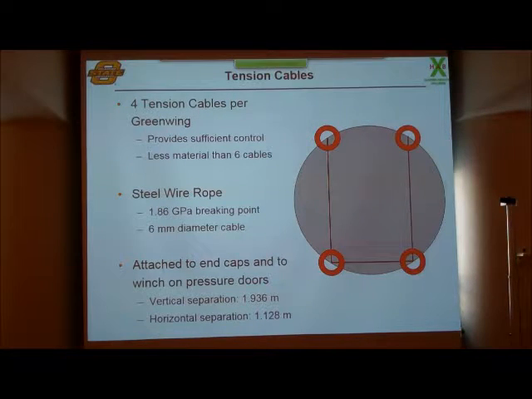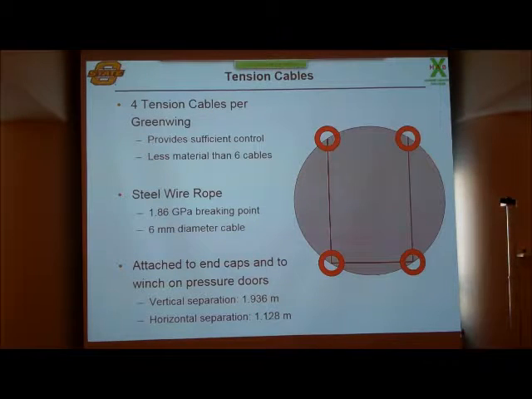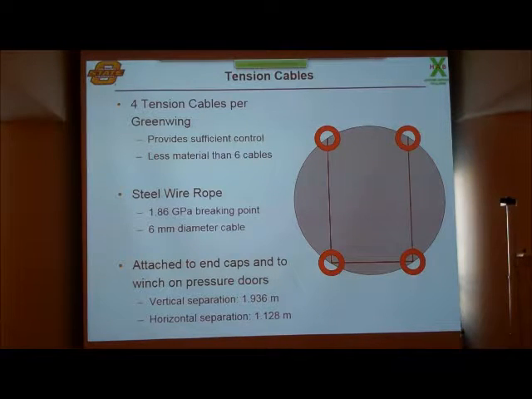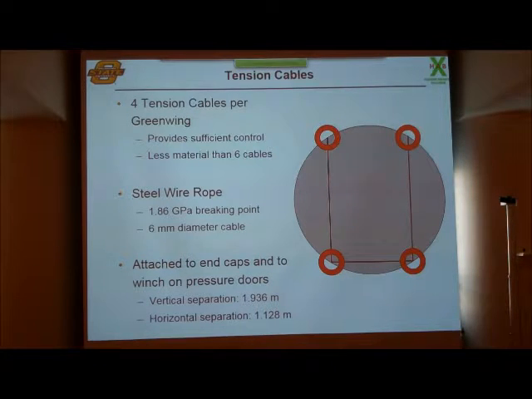We're going with four steel cables per green wing. This will give us sufficient control, as you only really need about 3 points of contact. And this will also be a lot less weight than the 6 cable design. The steel we are using is a low relaxation wire that has a high breaking point of about 1.86 gigapascals. With this breaking point, we figured a 6 millimeter diameter cable would be sufficient for our mission.